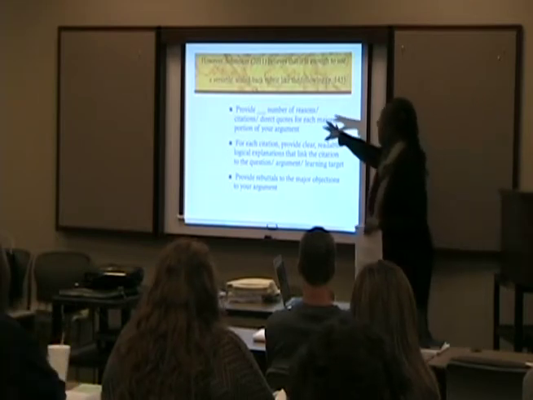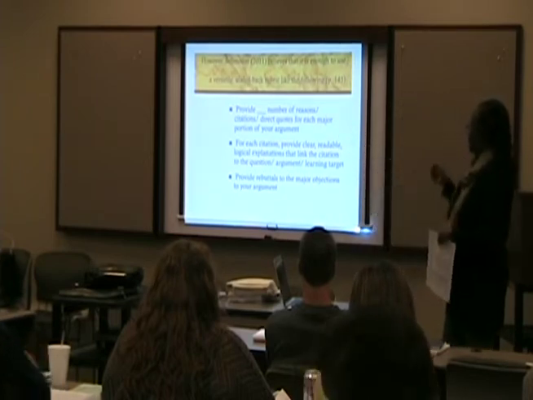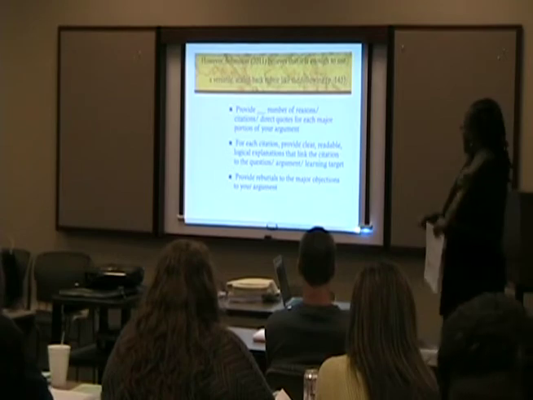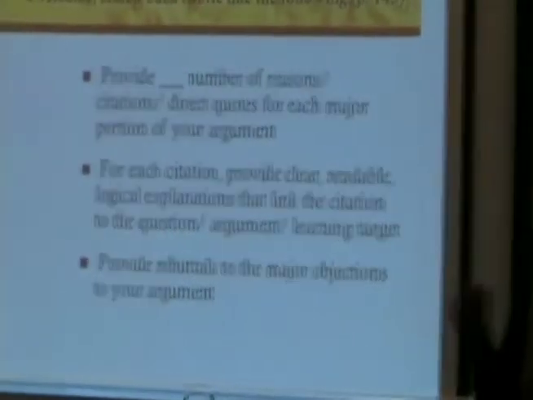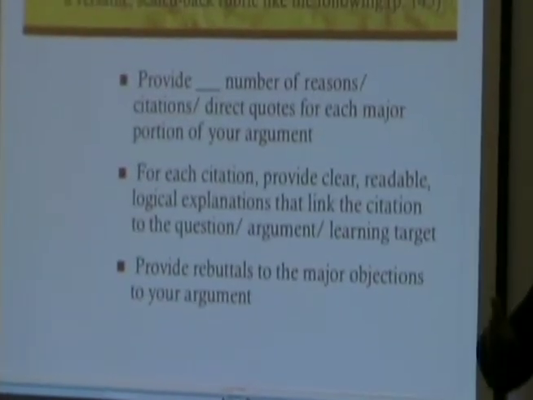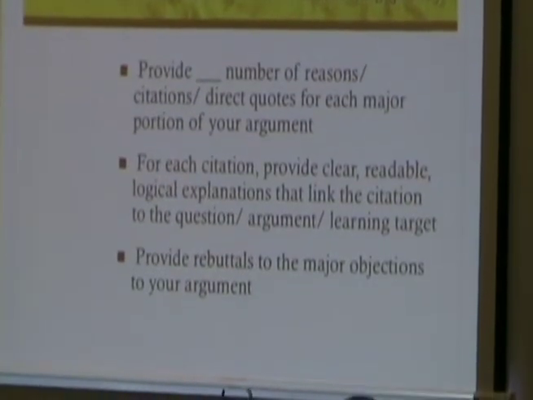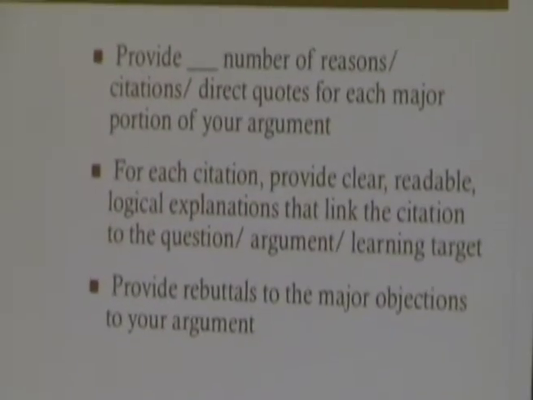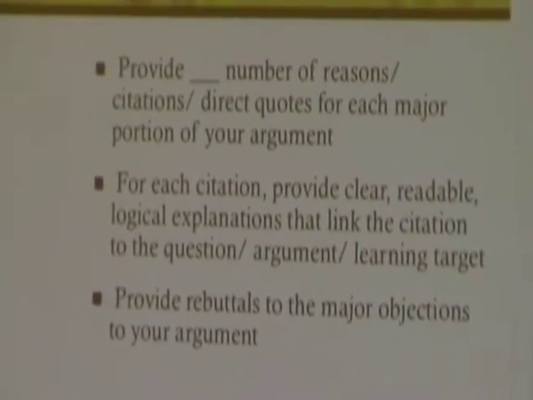So provide X number of reasons, citations, direct quotes for each major portion of your argument. For each citation, provide clear, readable, logical explanations that link the citation to the question of the learning content. And then provide rebuttals to the major objections to your argument. So for Schmoker, when you're doing writing in the social studies, it's about argument. That's what you're doing. You're arguing with the text, you're arguing with your neighbor, you're arguing with some historical figure. It's an argument. That's the controversy at its core, and the writing is going to be about what that argument is, and the extent to which you can buttress your argument using primary sources, using information, etc.